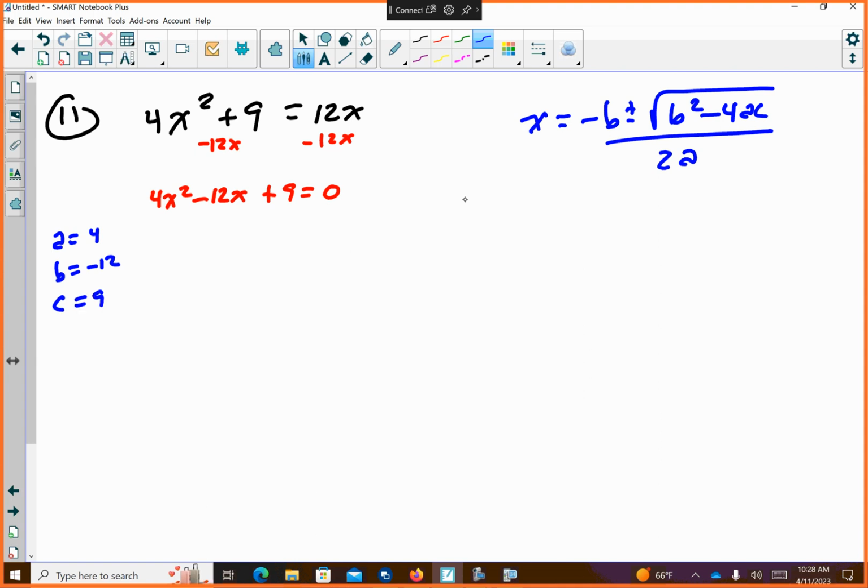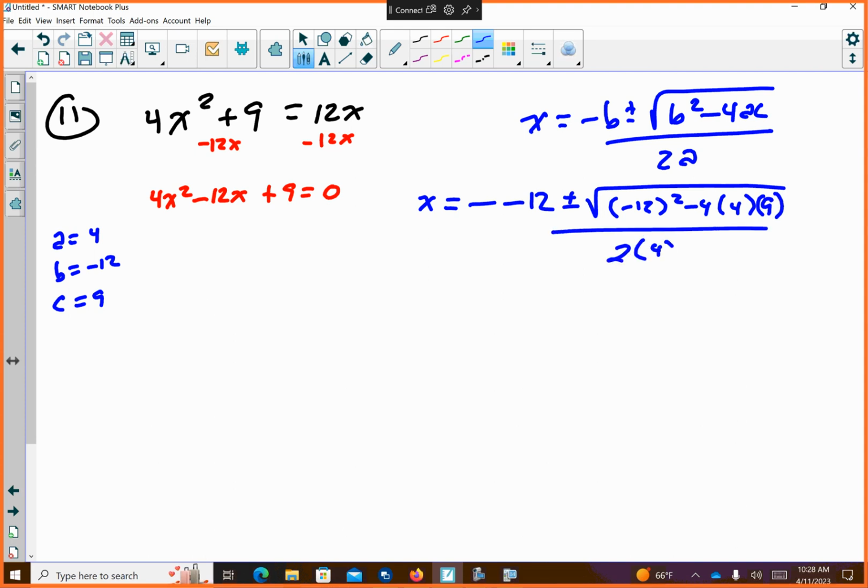All right, so let's plug in what we know. X equals negative B plus or minus the square root of negative 12 squared minus 4 times 4 times 9, all over 2 times 4. All right, let's highlight some things. What's going to happen with that negative? It's going to be positive. And then I got the square root sign.